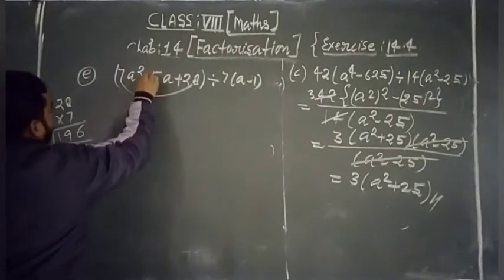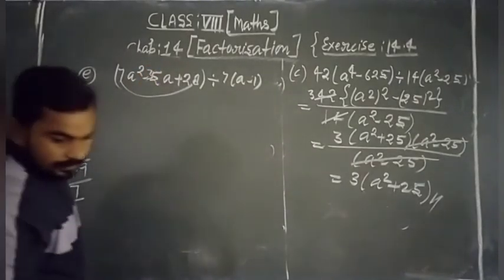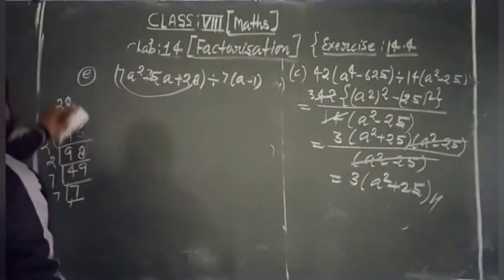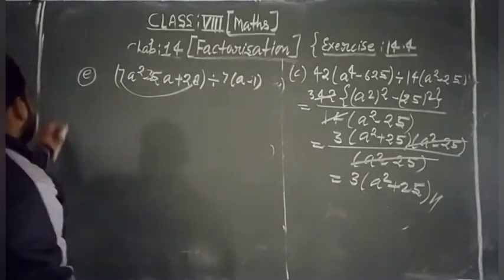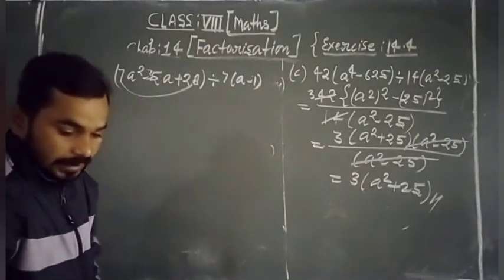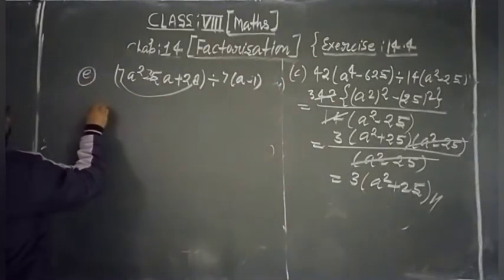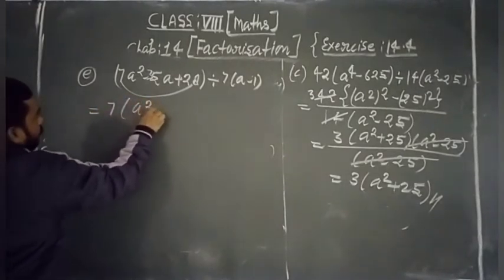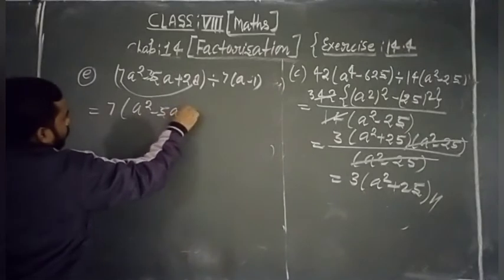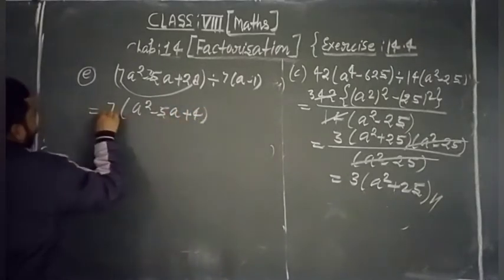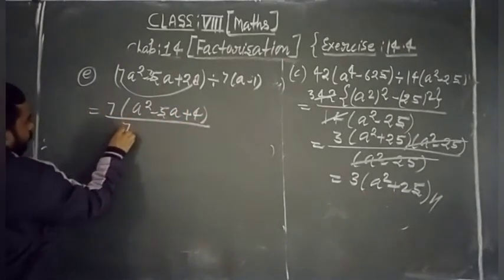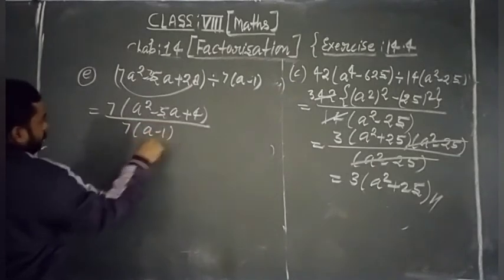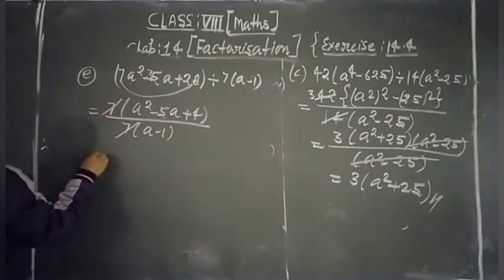Here we have 35, so no need to factorize this. First we have to take common. Here 7 is common. Then we have (a square minus 5a plus 4) divided by 7(a minus 1). Then 7 divided by 7.